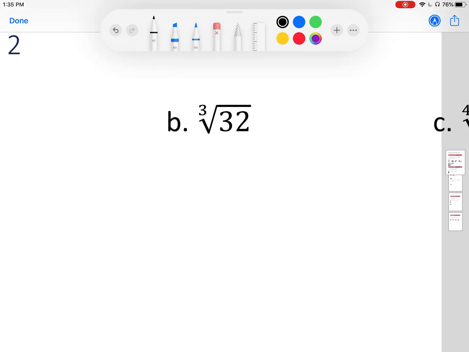What about the cube root of 32? Well, I can't take the cube root of 32, but I know that 8 times 4 is 32, and I can take the cube root of 8. So that I have the cube root of 8 times the cube root of 4. The cube root of 8 is 2, so we're left with 2 cube root of 4.